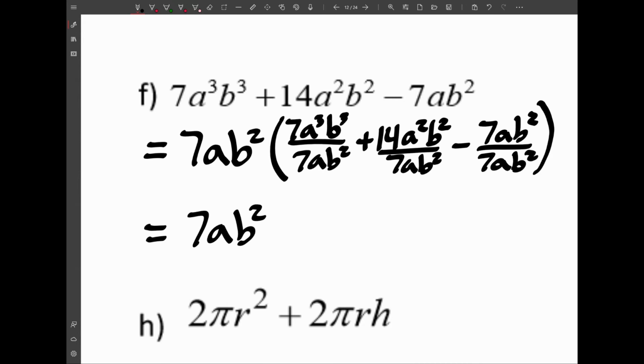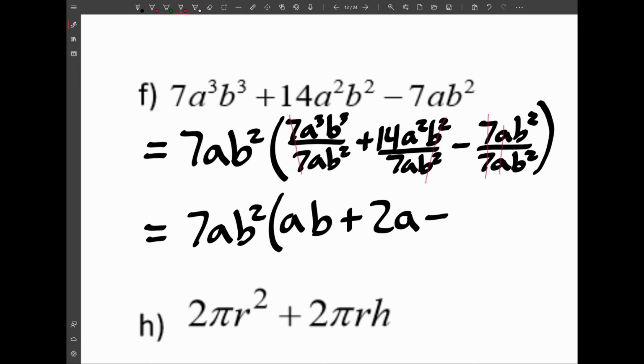Well, here the 7's cancel, and we're left with a, b. Then 14 divided by 7 is 2. 1a left. Both of the b's cancel out, so that's gone. And finally, well, 7 divided by 7, that's 1.